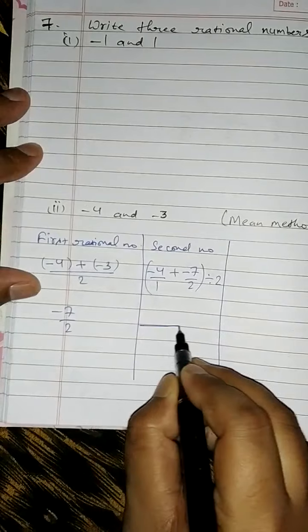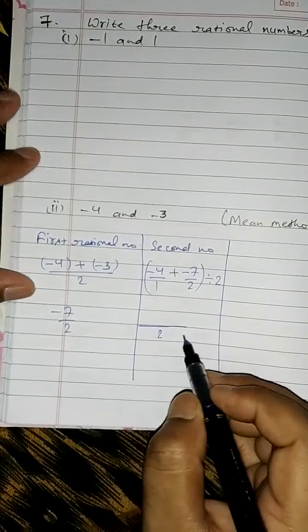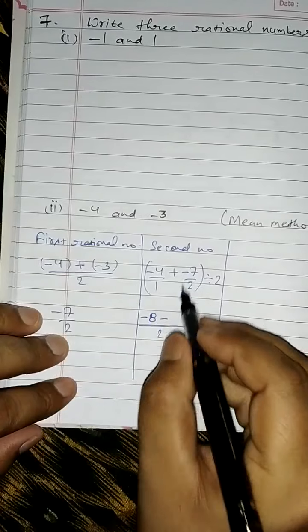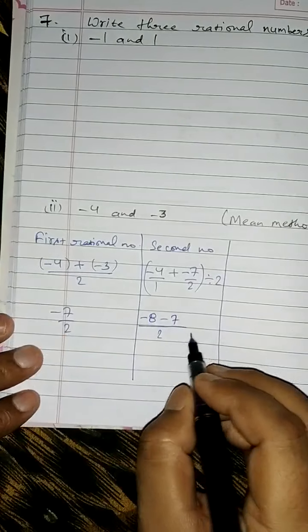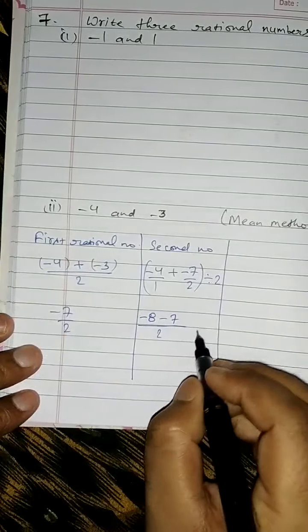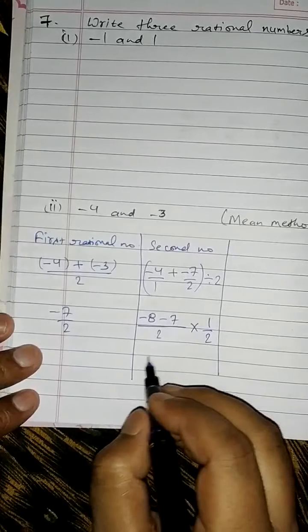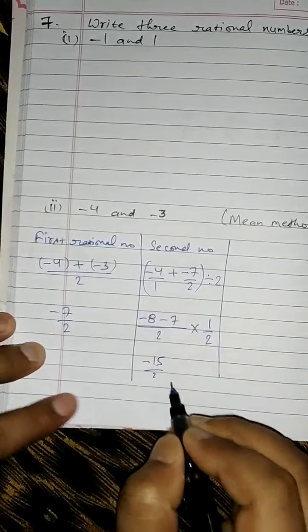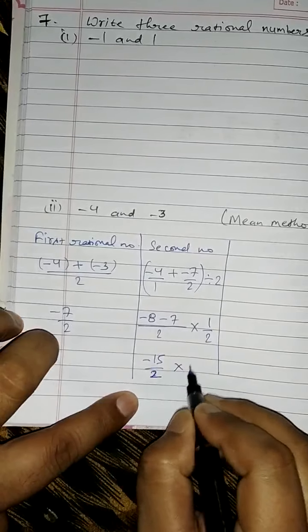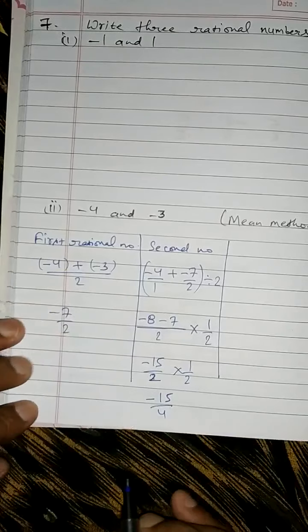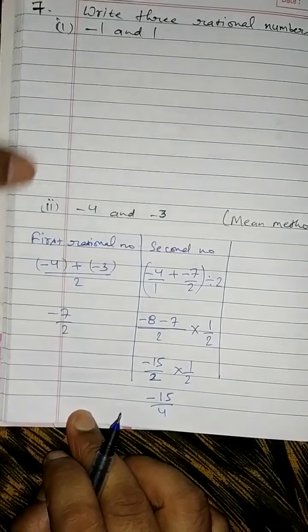LCM is 2. 2 4s are 8. Plus into minus gives you minus 7. Divide by sign changes into multiplication, and for that we have to take the reciprocal of 2. This is minus 15 upon 2. Multiply by 1 upon 2. This is minus 15 upon 4. So minus 15 upon 4 is the second rational number.